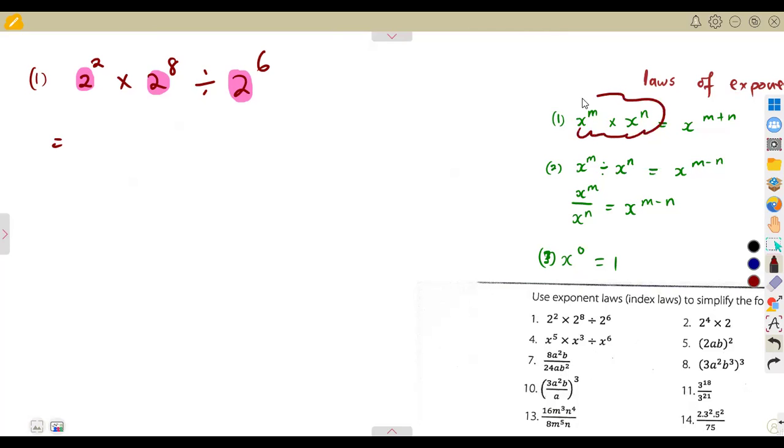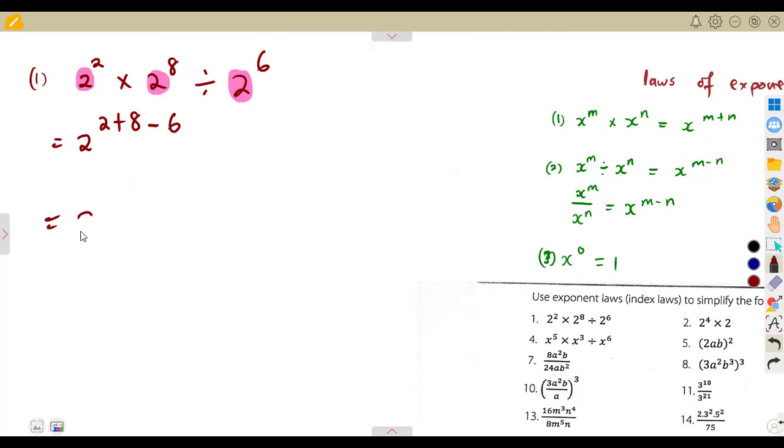Whenever the bases are the same and you're multiplying, what are we going to do? We are going to add the exponents. So this will be 2 to the exponent of 2 plus 8. But we are still dividing. There's a division there. So wherever there's a division, what are we going to do? You subtract the exponents. As long as the bases are the same, you subtract the exponents. So we are going to subtract this exponent of 6. That's it.